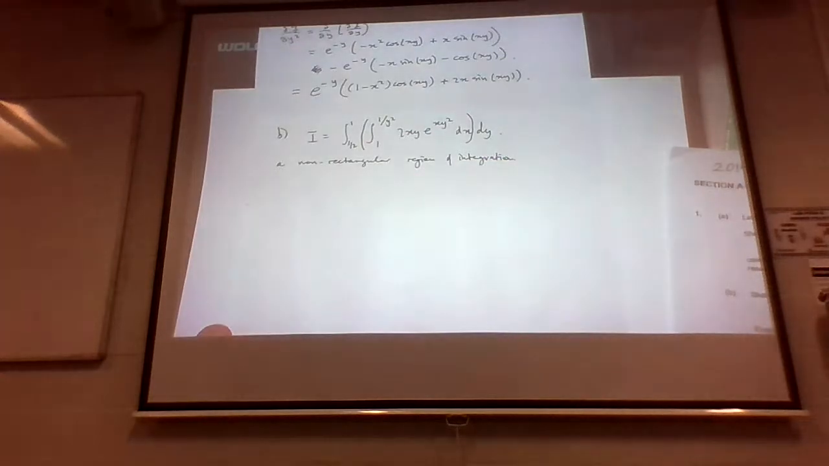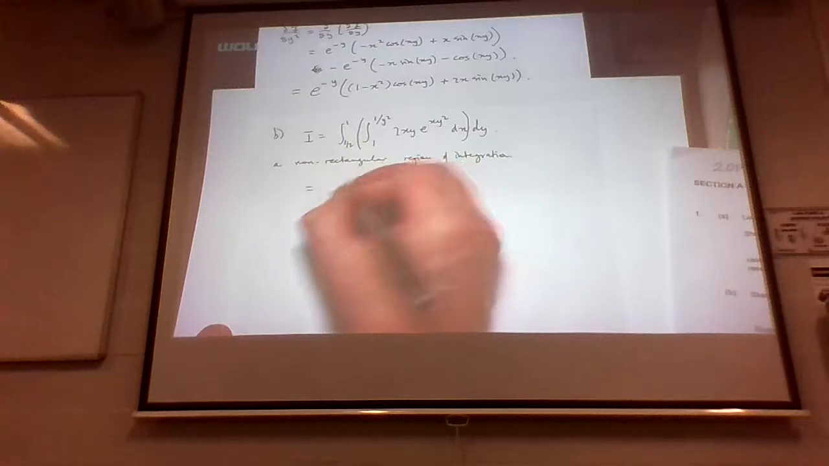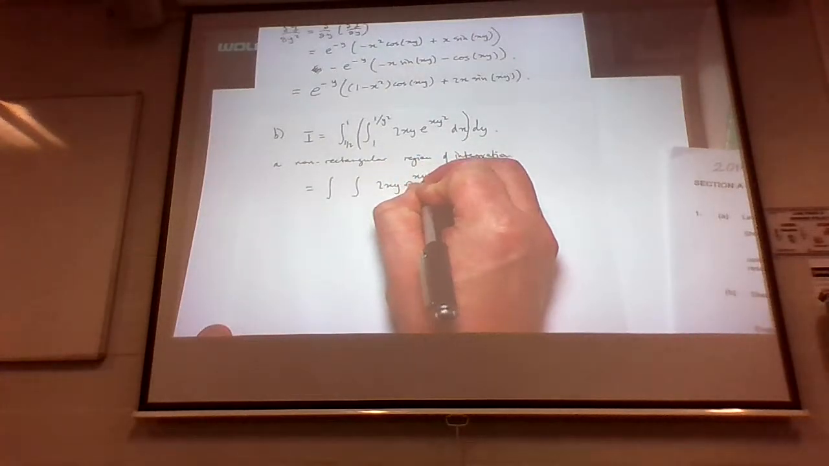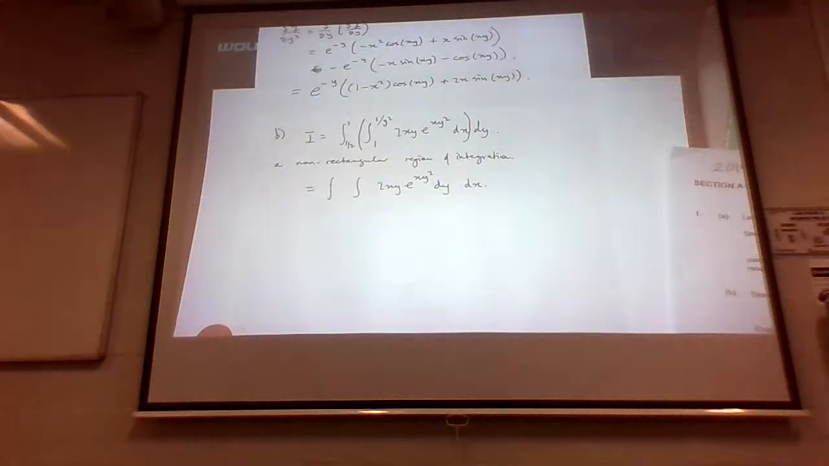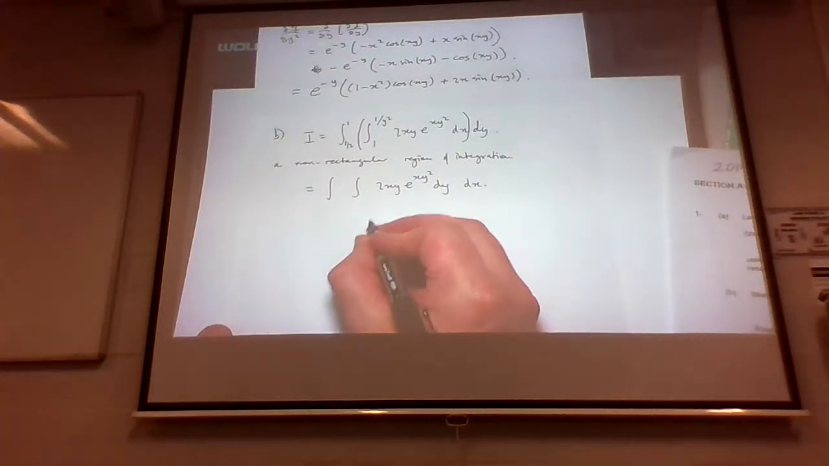Yeah, so we should sketch it. Sketching would be a preliminary step to reversing the order of integration, for figuring out what the limits are. So we want to turn this into a double integral, 2xy e to the xy squared, but we want to make y the inner integral and x the outer integral. So then we need to determine what these limits are. So this process will begin with a sketch.